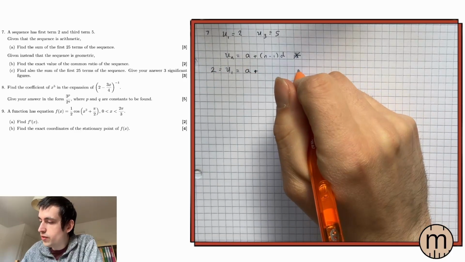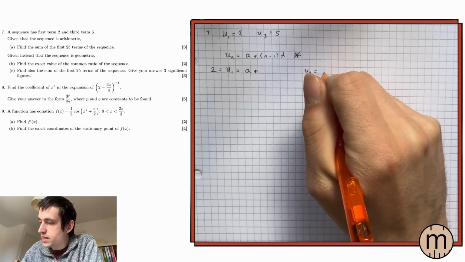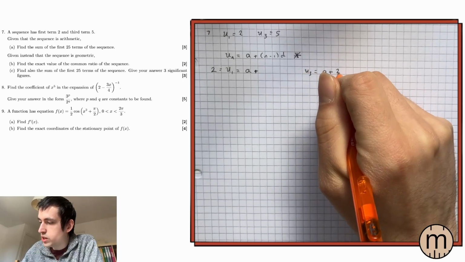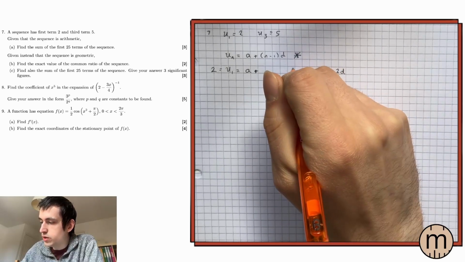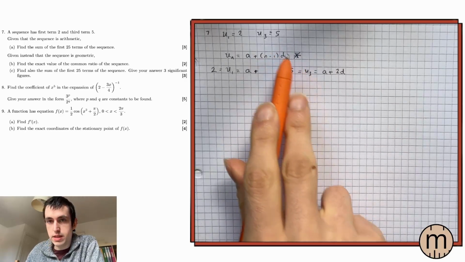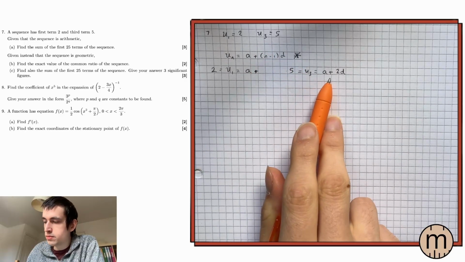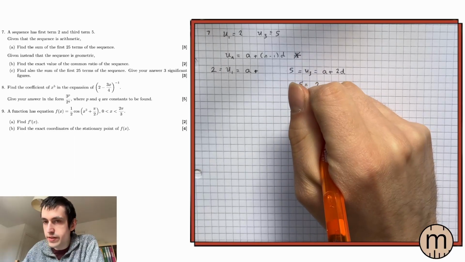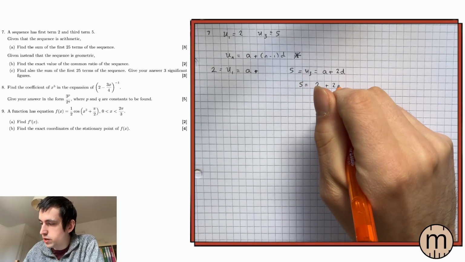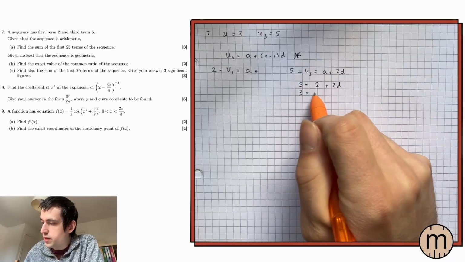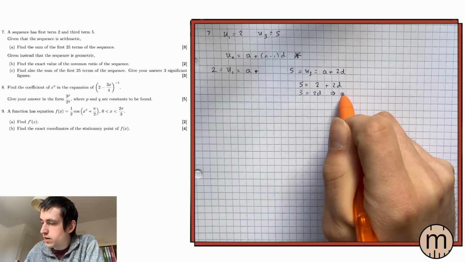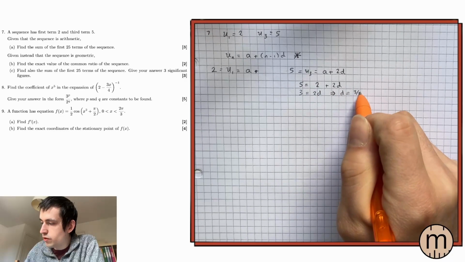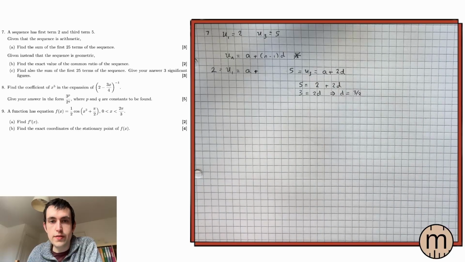Let's do the same thing for 3. U3 is A plus (3 minus 1), which is 2d, and that's going to be equal to 5 because it matches up here. But we know what A is. A is equal to 2. So 5 is equal to 2 plus 2d. 3 is equal to 2d. So d is equal to 3 over 2 or 1.5.